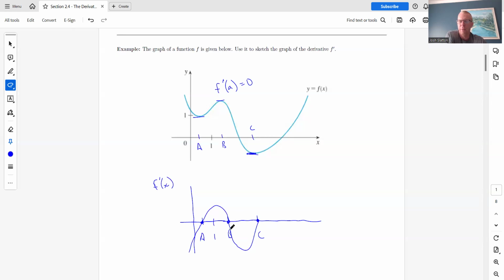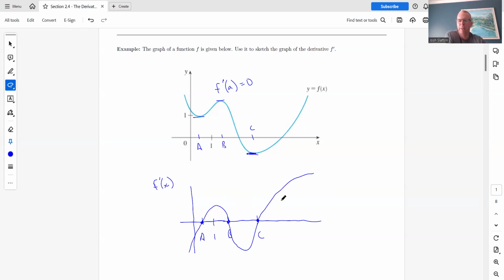negative. Now, how far down does it go? Maybe it just goes like that. That doesn't really matter. We're just looking at whether it is positive or negative. And then after C, it is going to be positive, and we'll just draw it like that. We can talk a little bit more about what's going on in this.